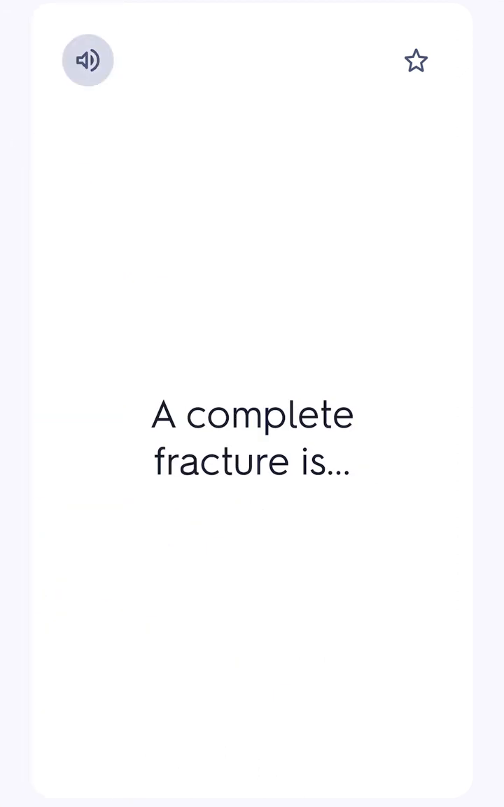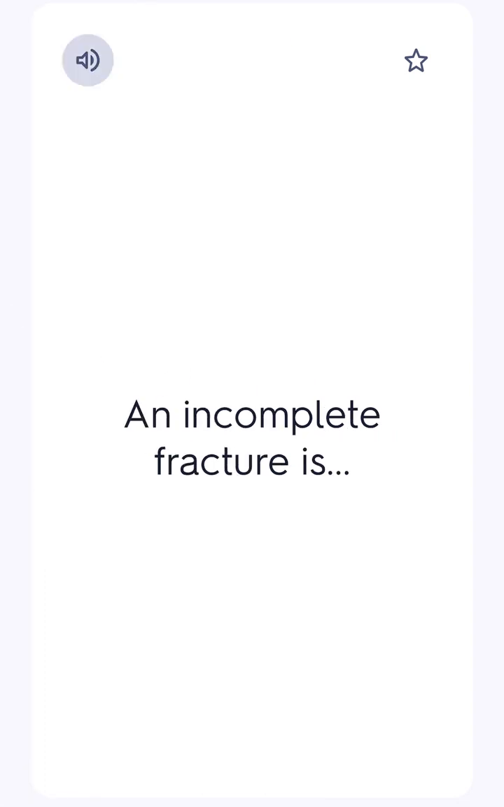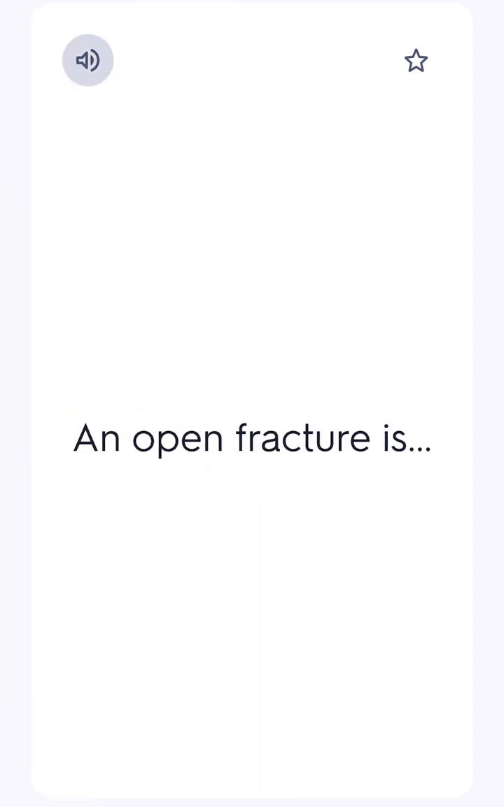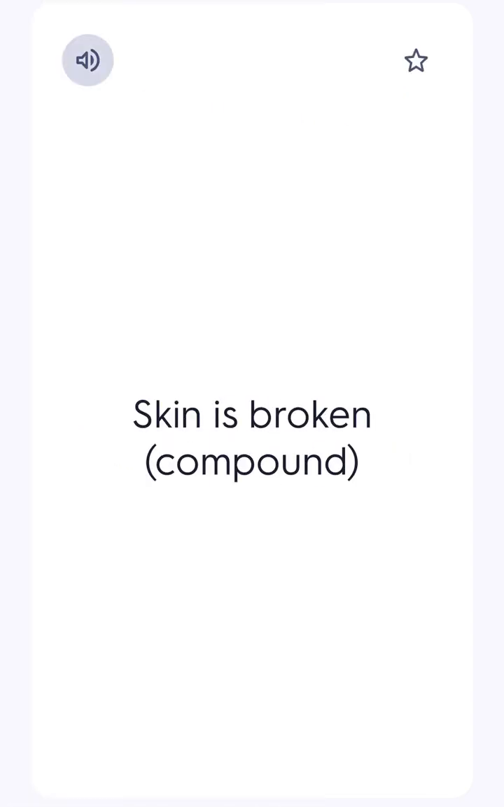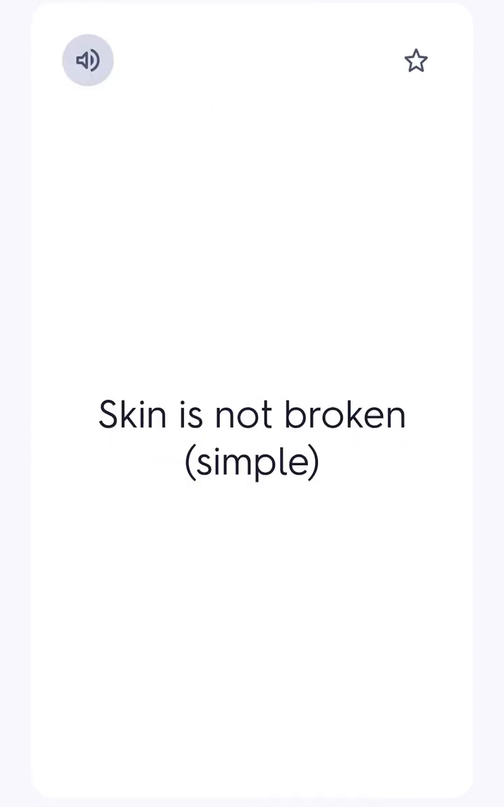A complete fracture is: the bone is broken all the way through. An incomplete fracture is: the bone is damaged but intact. An open fracture is: skin is broken. A closed fracture is: skin is not broken.